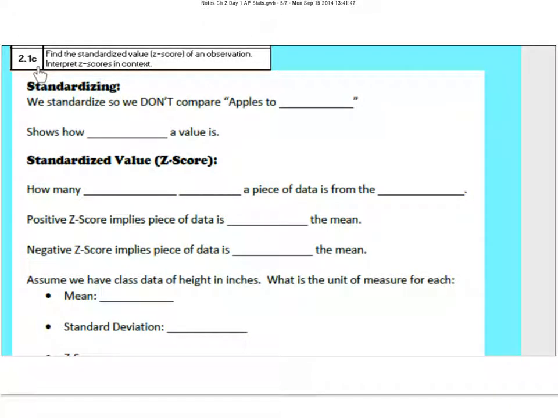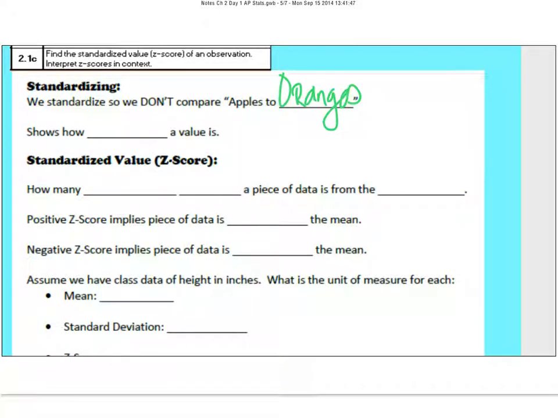In 2.1c, we're going to find the standardized value, which is called the z-score, and then we're going to interpret the z-score in context. And z-scores are one element that we're going to use basically for the entire book. The one thing we need to do in statistics is to standardize our data, especially if we're going to compare one data set to another. And what that means is we standardize so we don't compare what we would say is apples to oranges.